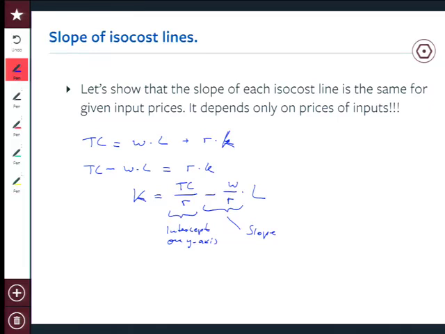So minus W over R is the rate at which the market will let you transform capital into more labor, much like the budget constraint let you transform Reese's into Hershey's at a rate that's proportional to the prices of those two goods. So very similar concept, only what we're actually dealing with now is not Reese's, Hershey's, and income, but total costs, labor, and capital. But in terms of graphically moving these things around, it looks exactly the same.